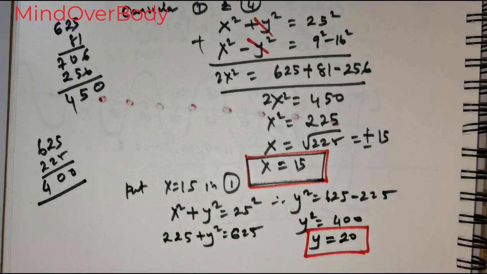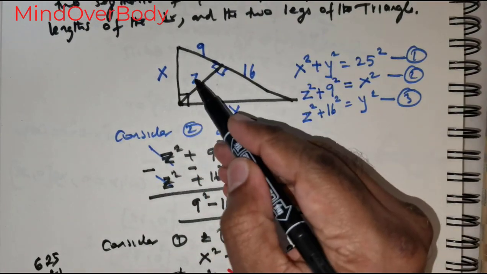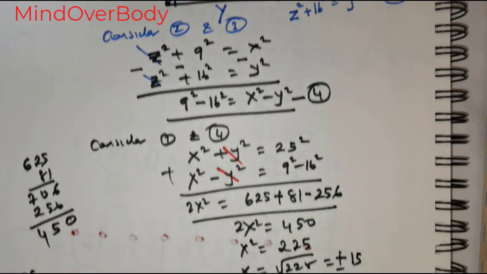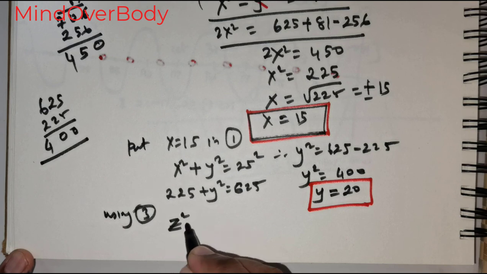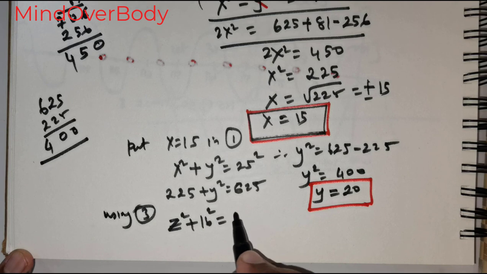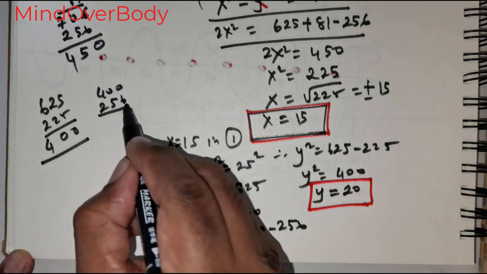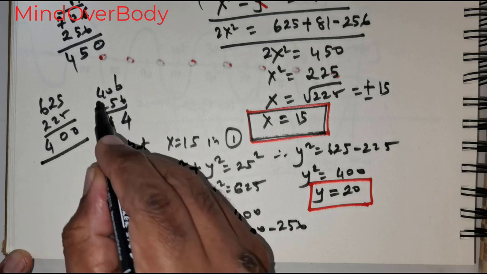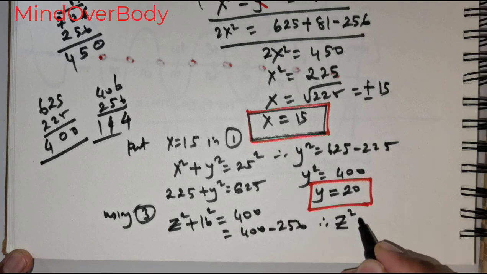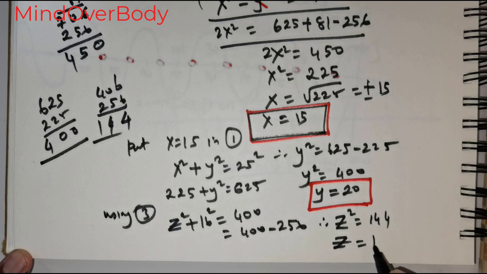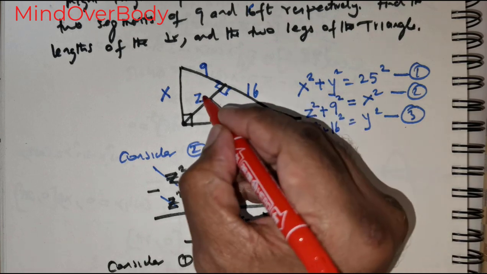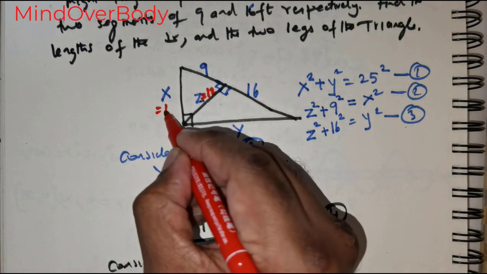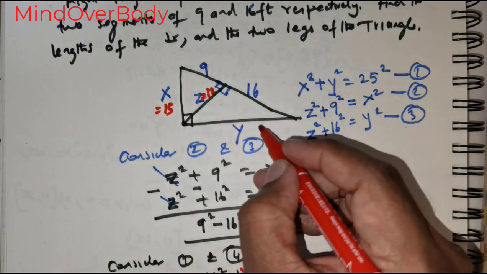Now the main thing is to find the value for this height, z. I'm going to use equation 3. Equation 3 is z squared plus 16 squared is equal to y squared. So y squared is going to be 400 here. So this is 400, minus 16 squared which is 256. Let me subtract that. I get 144. Therefore z squared is equal to 144 and z is equal to 12. So the value of z is 12. Let me place the values: z is equal to 12, x is equal to 15 and y is equal to 20.